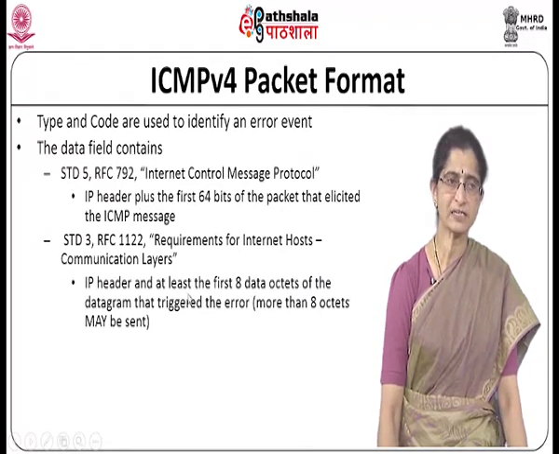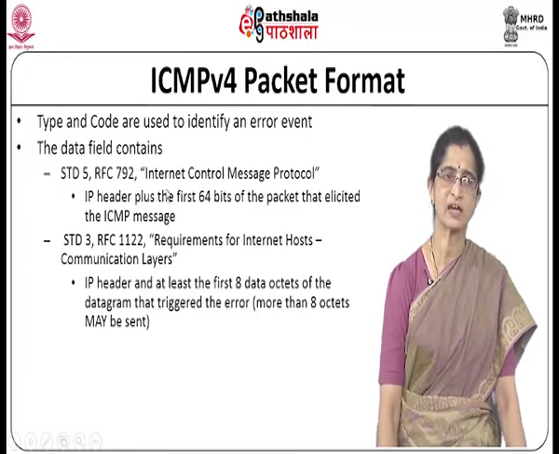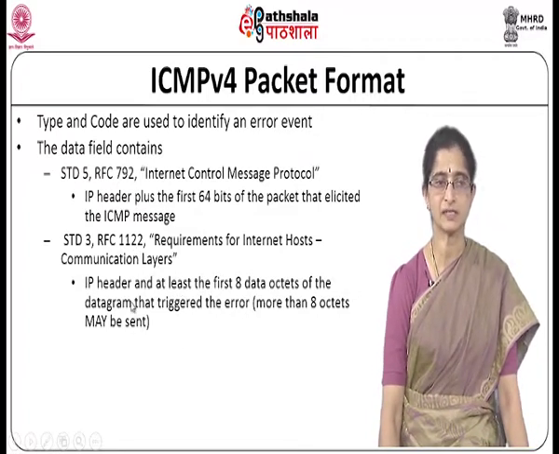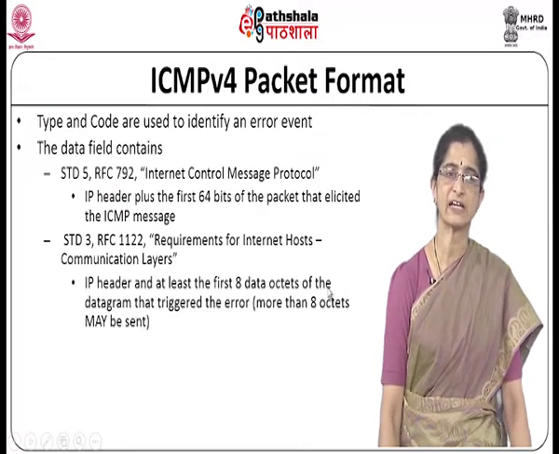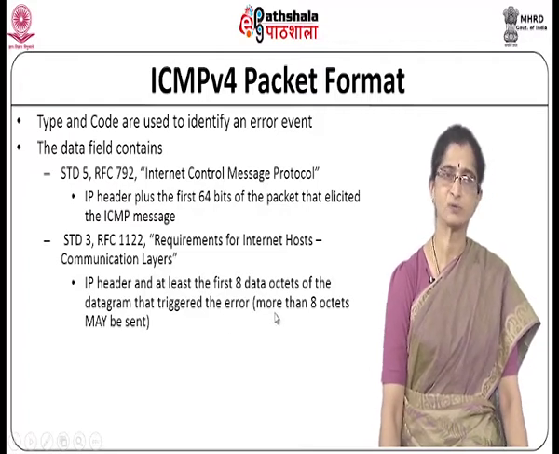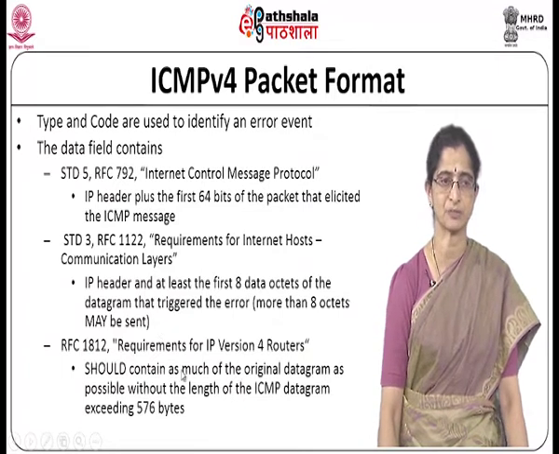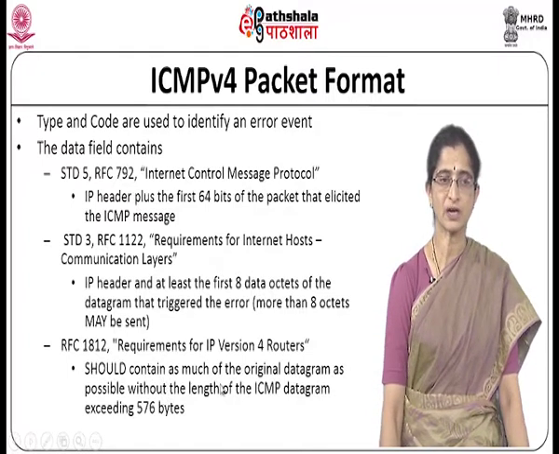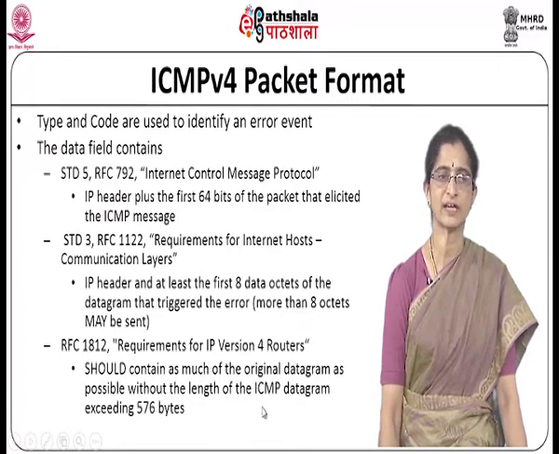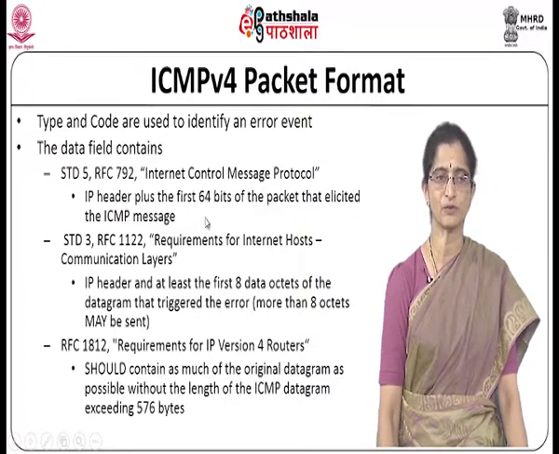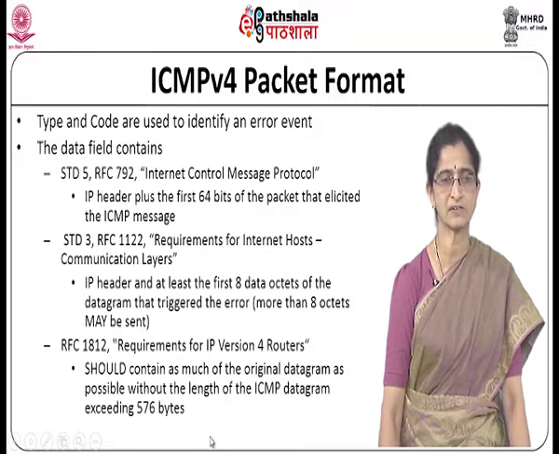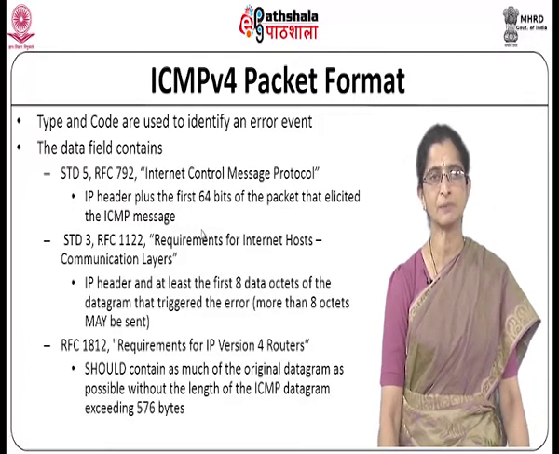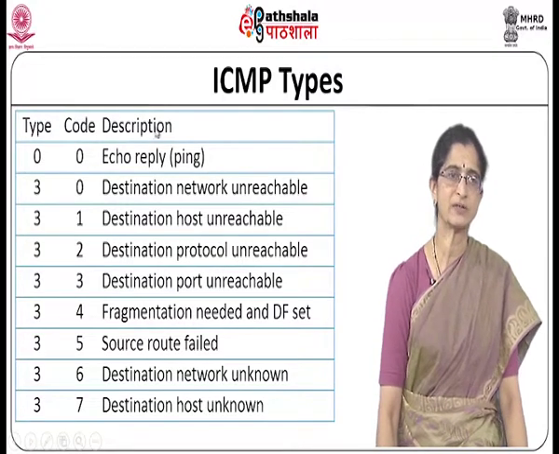These are things that have developed through various RFCs, and the standards have evolved to provide more and more information. RFC 1122, for instance, specifies that the IP header and at least the first 8 data octets of the datagram that triggered the error should be sent. Of course, more than 8 octets may be sent, but it specifically says that 8 data octets should be sent. In RFC 1812 there is a requirement that the information should contain as much of the original datagram as possible without the length of the ICMP datagram exceeding 576 bytes. So, starting off from 64 bits, which is about 8 bytes, we say more than 8 bytes, and up to 576 bytes of information can be sent as part of this data field. The data field is normally taken from the IP packet which is causing the error. Now let's look at the various ICMP types.